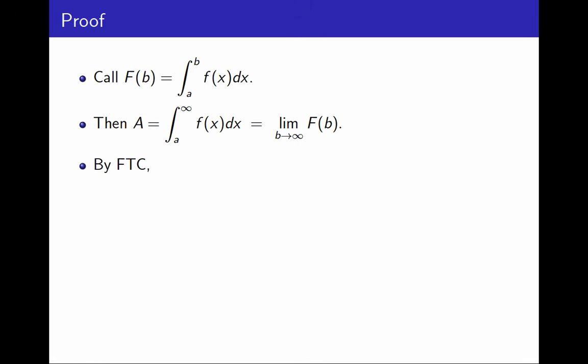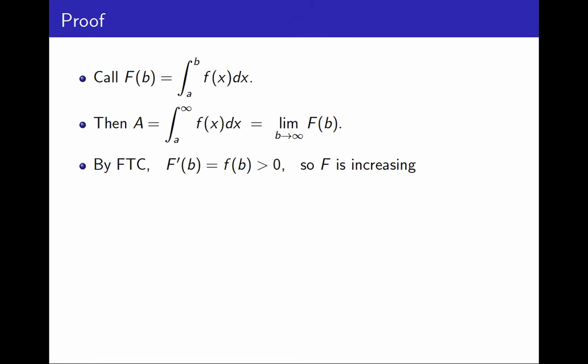Now, what we know from the fundamental theorem of calculus is that the derivative of big F is little f. And we also know that little f is positive. That's the assumption. That means that big F is increasing. So I'm looking for the limit as b approaches infinity of big F of b, and I know that big F is increasing. This tells me that the only options are for the limit to exist or to be infinity.